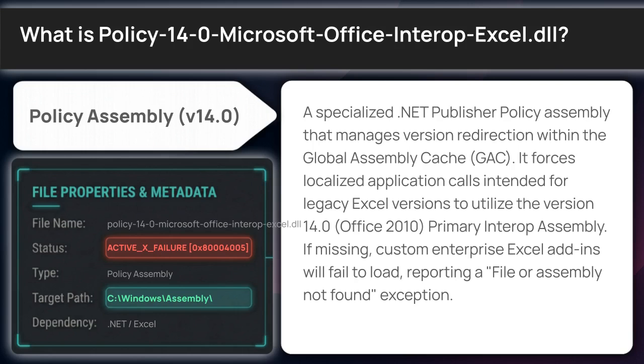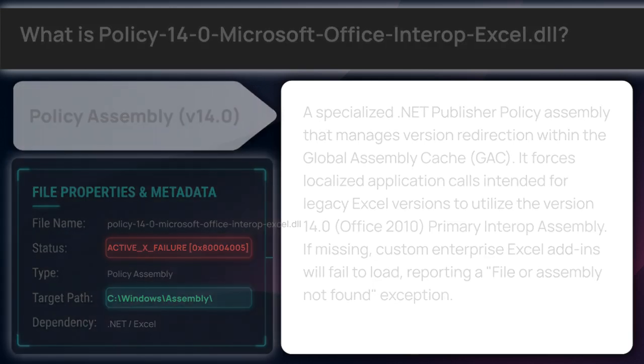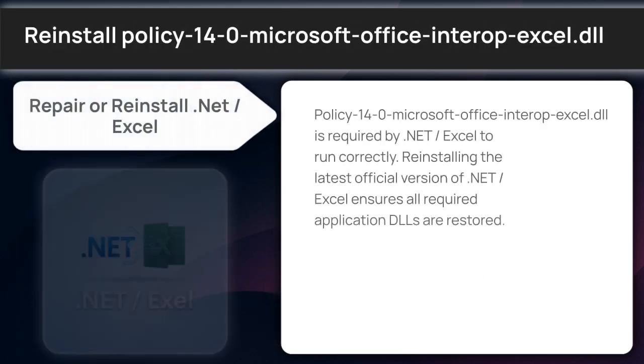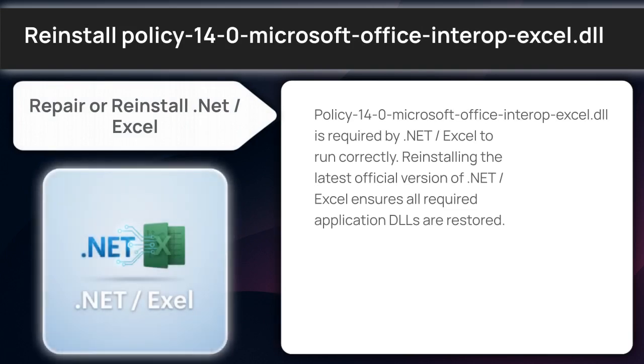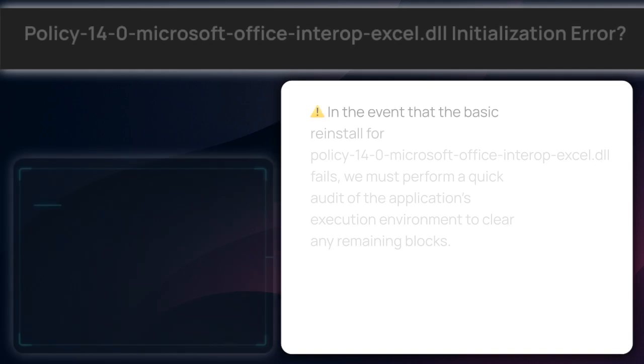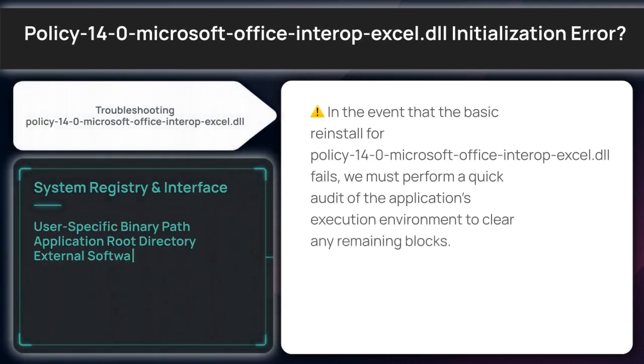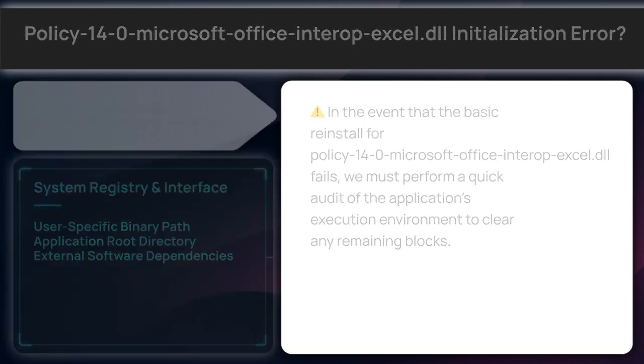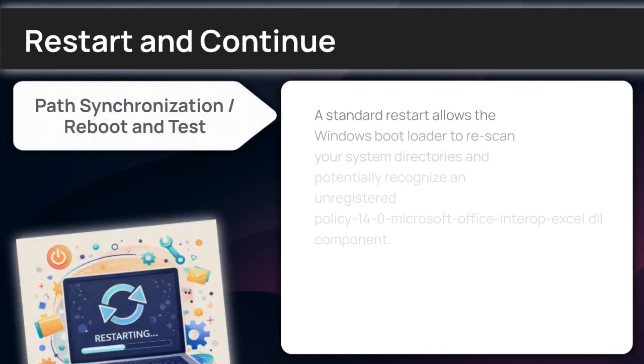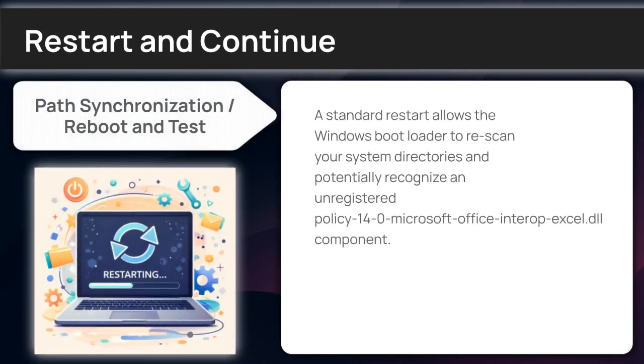With the why out of the way, let's focus on getting you running again. Policy 14.0 Microsoft Office Interop Excel is required by .NET/Excel to run correctly. Reinstalling the latest official version of .NET/Excel ensures all required application DLLs are restored. Should the file remain missing after a reinstall, we need to ensure that the operating system is forced to re-index its shared library paths. A quick system restart is a practical way to ensure that all shared libraries, including Policy 14.0 Microsoft Office Interop Excel, are being loaded correctly into the current session's memory.